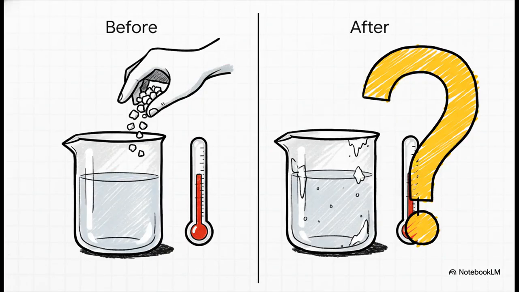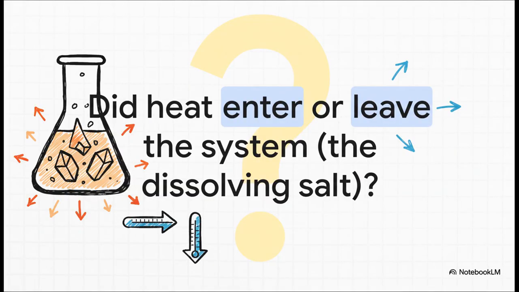Okay, time for a little puzzle. This is exactly what happens inside one of those instant cold packs you shake to activate. You take some ammonium nitrate and dissolve it in water. And when you do, the temperature drops a lot. It goes from about 22 degrees Celsius all the way down to 17. It gets noticeably colder. So based on that one single observation, the fact that the water got colder, what do you think? Did heat enter the system, the dissolving salt, or did heat leave it?